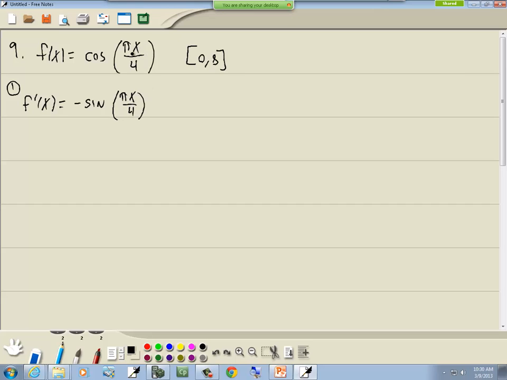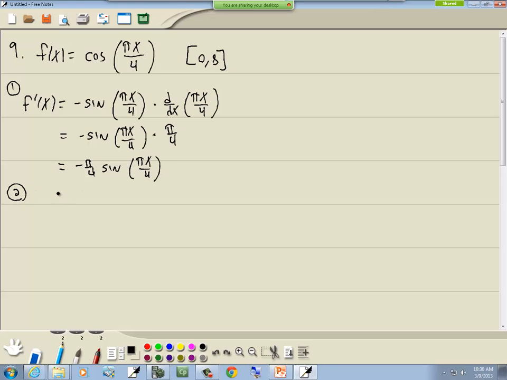But since this is more than a single x, you have to multiply it times the derivative of what's inside your parentheses. Chain rule. So that gives us negative sine of pi x over 4 times the derivative of pi x over 4. The x would disappear, and we'd just be left with pi over 4. I better wake up here, can't do a simple derivative. So that's negative pi over 4 sine of pi x over 4.